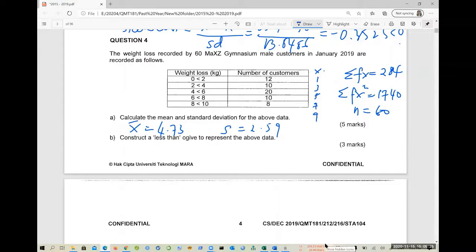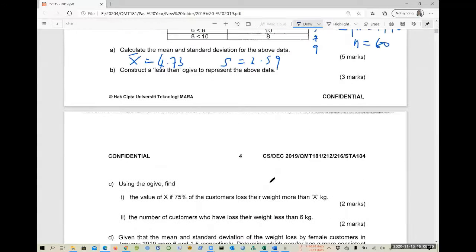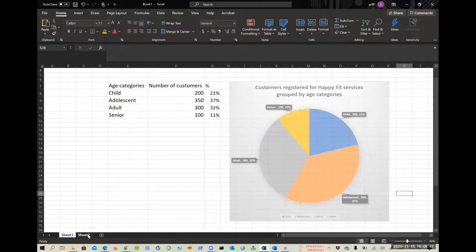Okay. The next thing that we're going to look at is how to construct the less than ogive. Okay, in order to construct the less than ogive, you need the cumulative frequency. Okay, so how to get the cumulative frequency? So here I already done it for you. So let's check for this one.